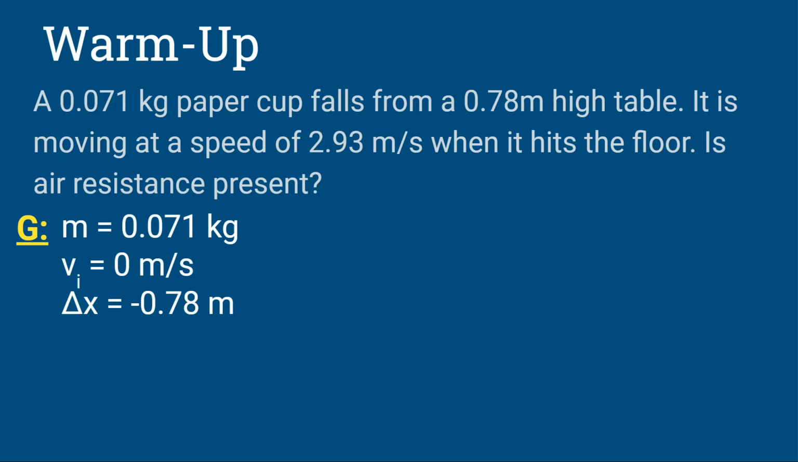This question though is asking us if there is air resistance. So now we don't know whether or not we have free fall. We know it's falling, but we don't know if there are other forces like air resistance. So we can't use the same acceleration we did yesterday, but we do know the speed at the end. It is falling down, so I do want a negative in front of that, negative 2.93 meters per second. That's the information that we have, and we're trying to figure out if air resistance is present.